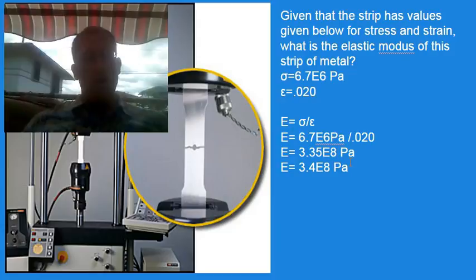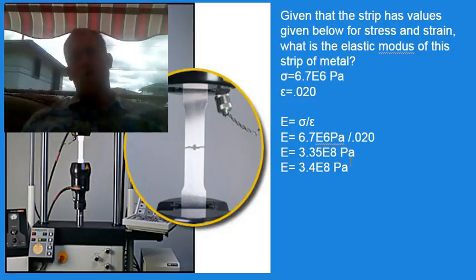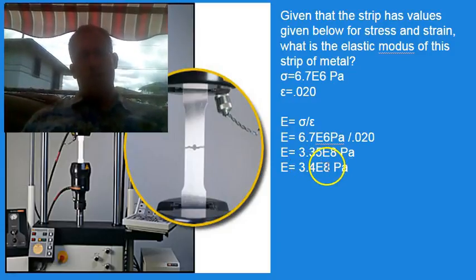It's a very large number. Generally speaking, the larger the number, the harder and more brittle something is, the less it's going to change because of stress. So rubber would have a very low number here. Steel is a very high number there.